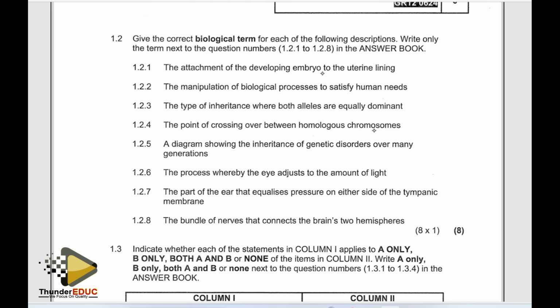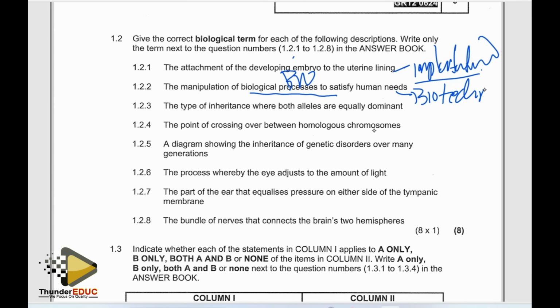They're saying the manipulation of biological processes. When you say biological, it tells us bio. And the manipulation of biological processes to satisfy human needs, so we call it biotechnology.